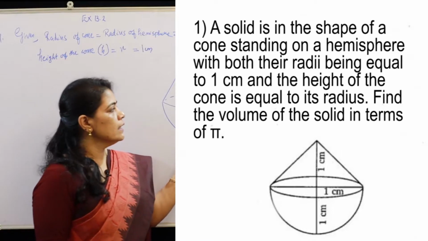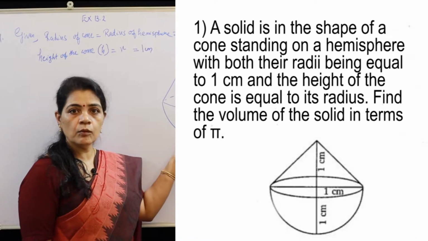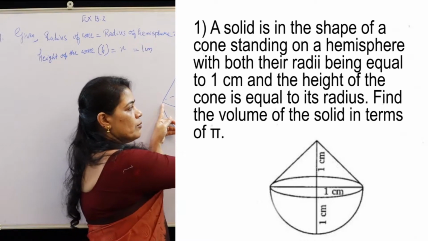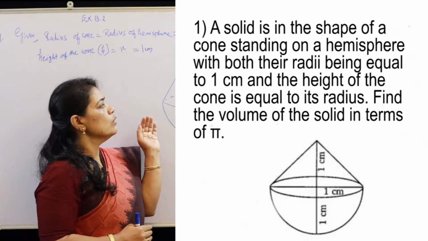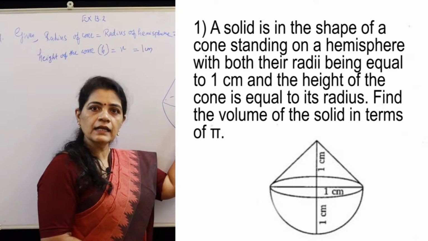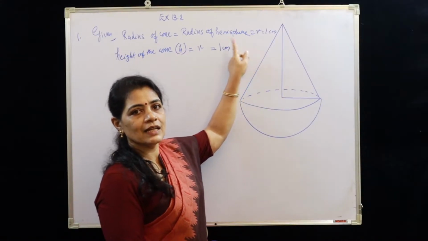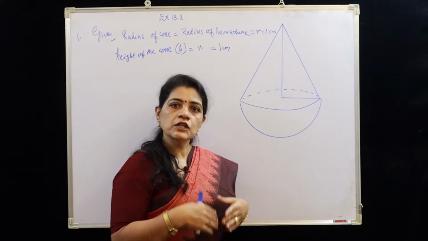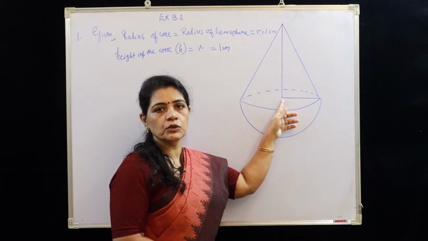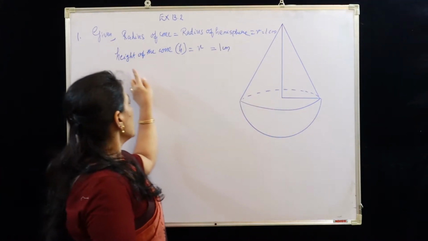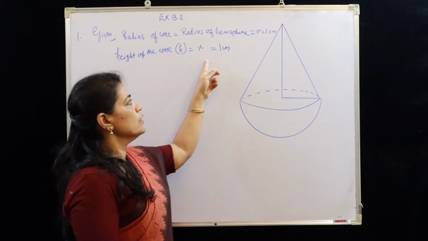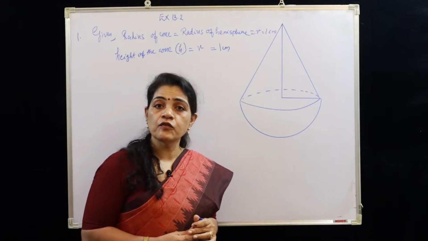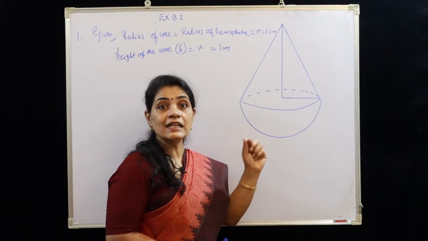Here we have a solid, and the shape is a hemisphere at the bottom and a conical part attached. It is also given that the radius of the hemisphere is the same as the radius of the conical portion, and that is equal to 1 centimeter. Also the height of the cone is equal to the radius. That means the height of the cone, h, is equal to the radius, and since the radius is given as 1 centimeter, the height of the cone is also 1 centimeter. We have to find the volume of this solid shape in terms of pi.